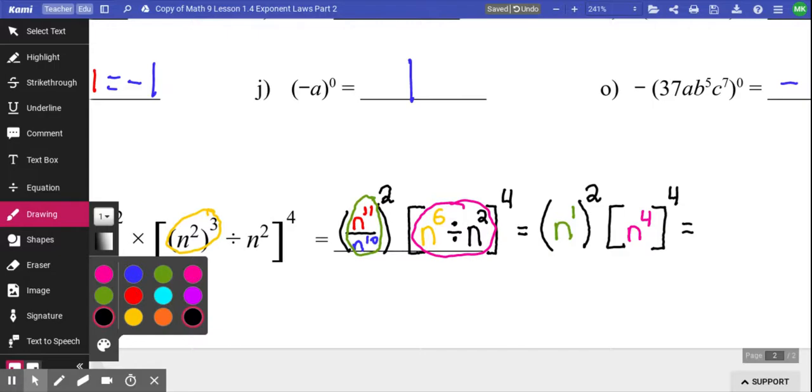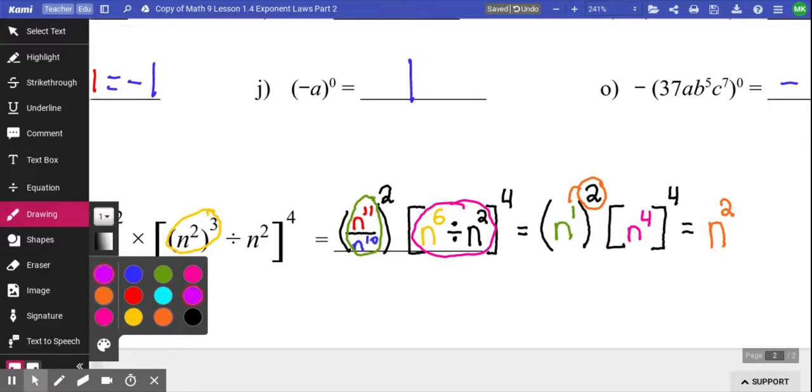So if you're looking at this and we go to do the next step, we've done our multiplications on the inside. We've done our divisions on the inside. Now we can start to bring in our power of a power laws. Looking at this, I could take this 2 and bring it in. That would give me n to the power of 2. We're multiplying the exponents. 1 times 2 is 2.